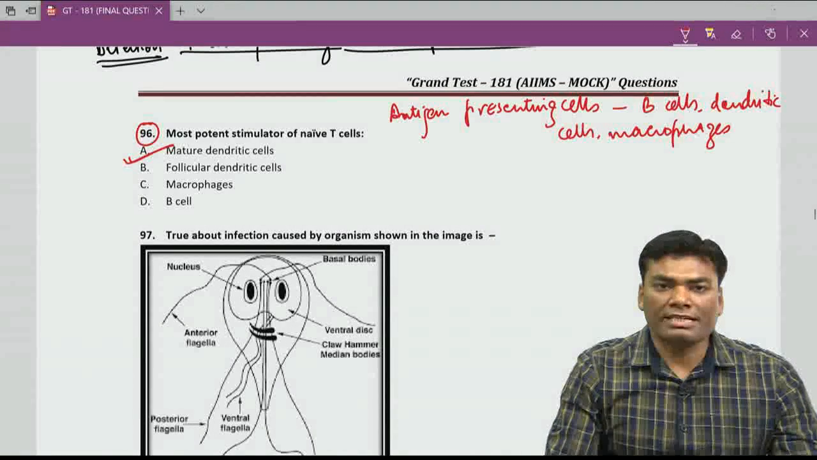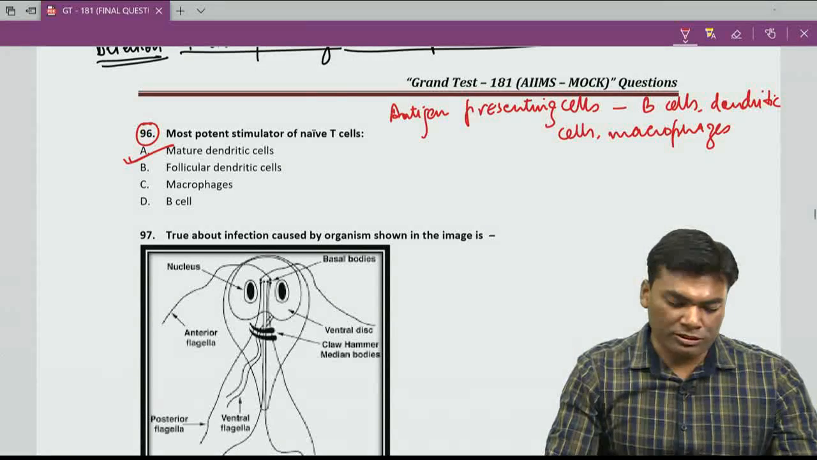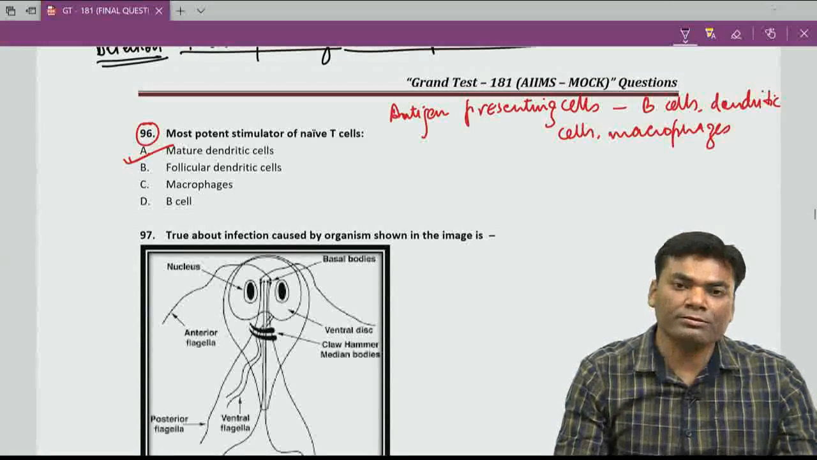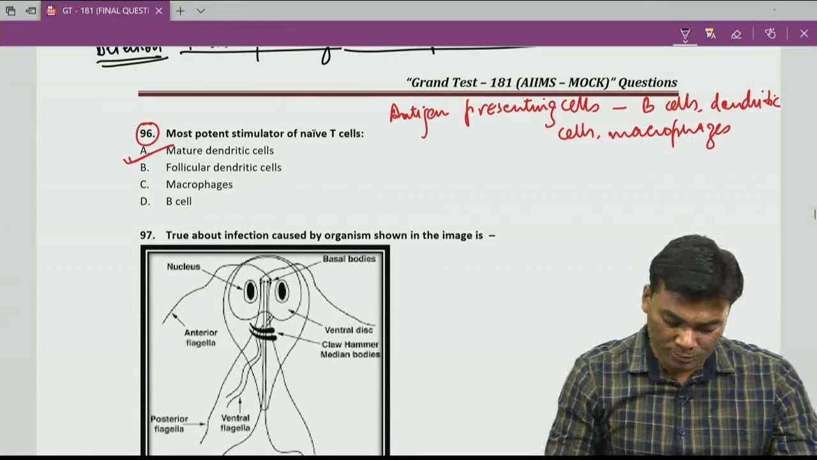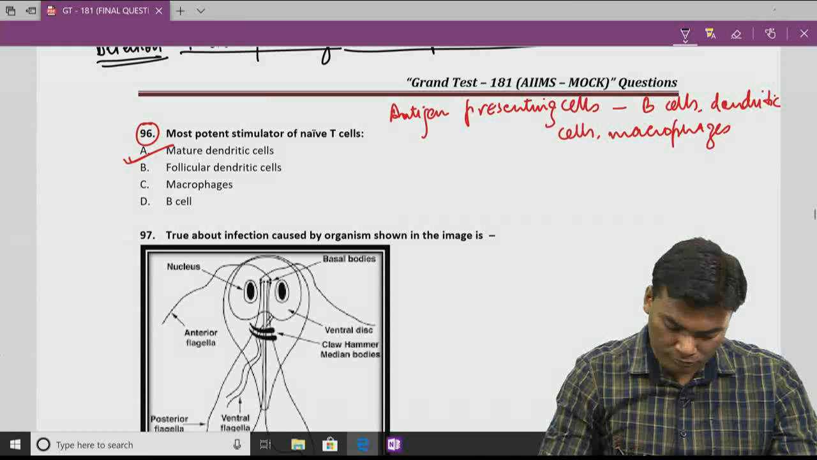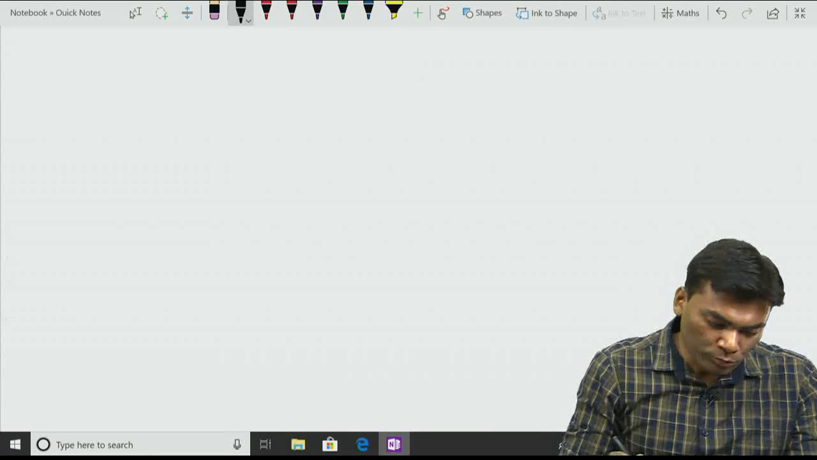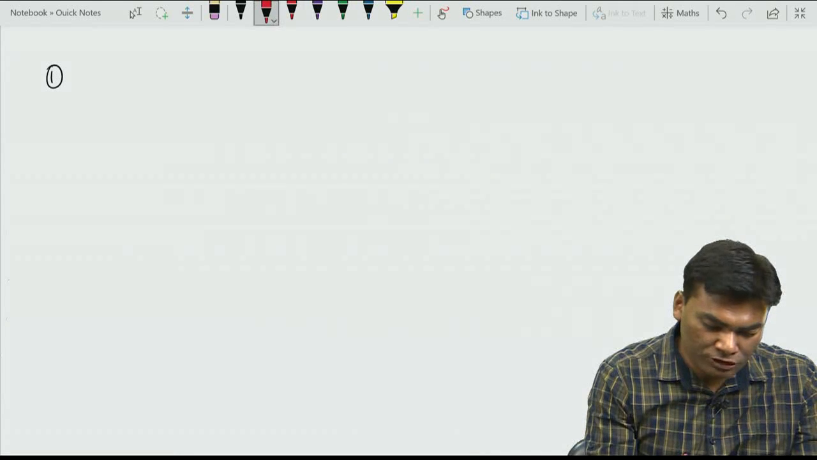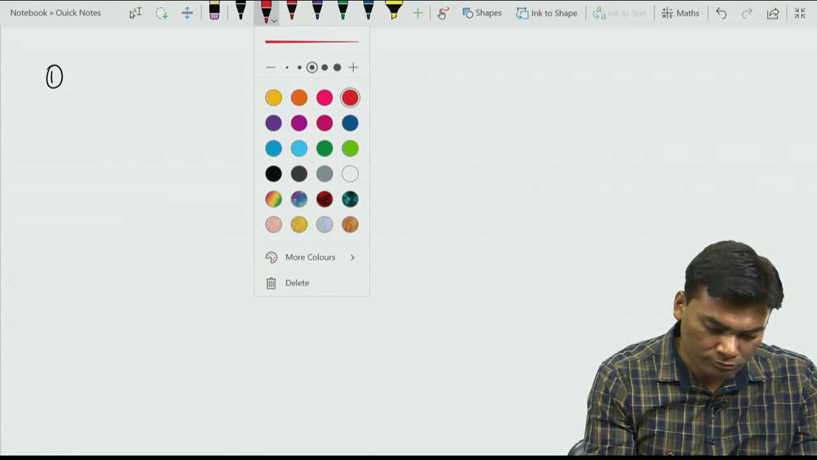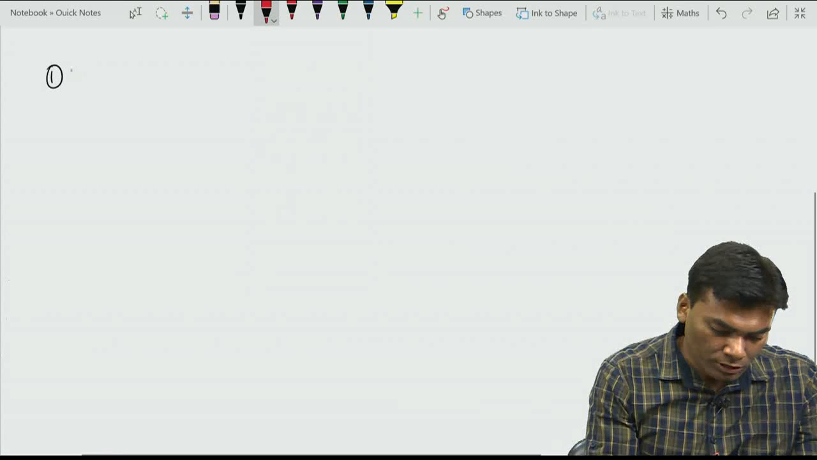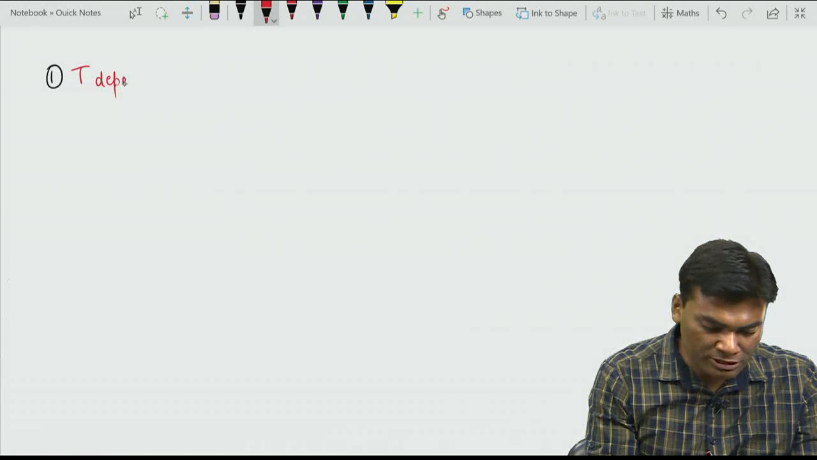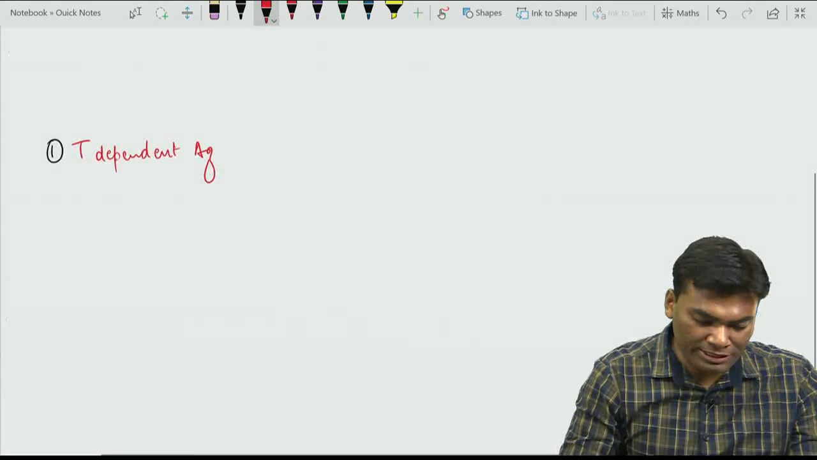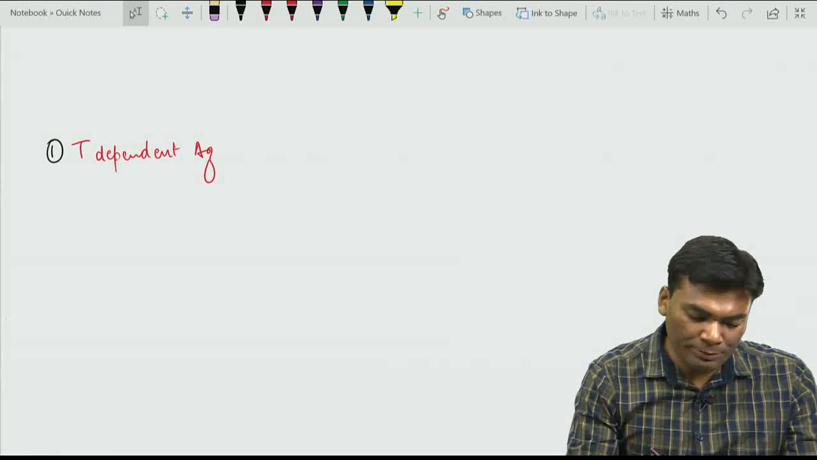So these are known as the antigen presenting cells, right? Now what happens? If you see the basic concept of antigen processing, the first concept is that most antigens which are there are T dependent antigens. So most antigens that we have are T dependent antigens.